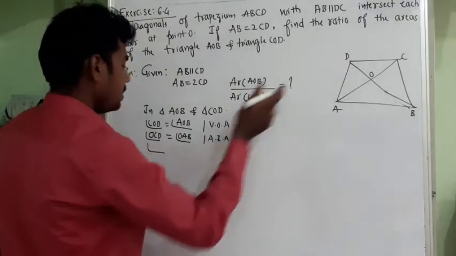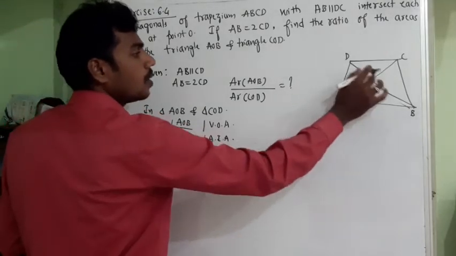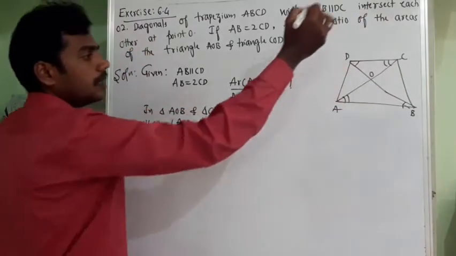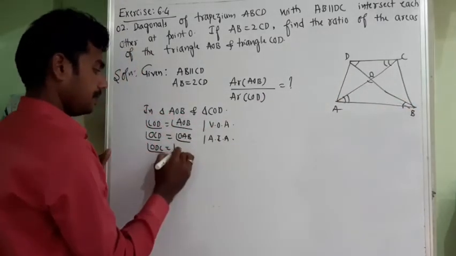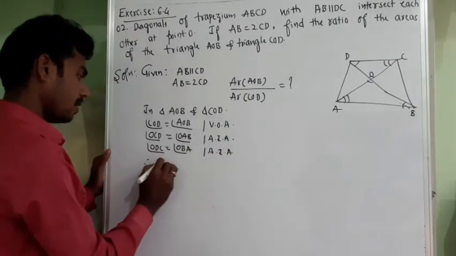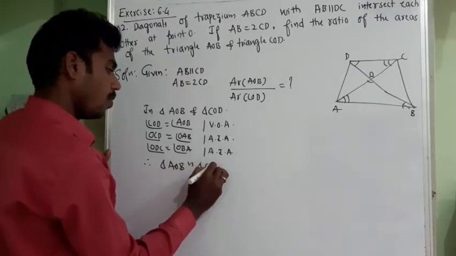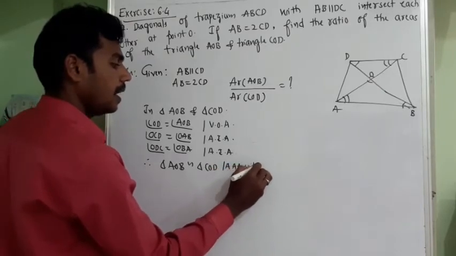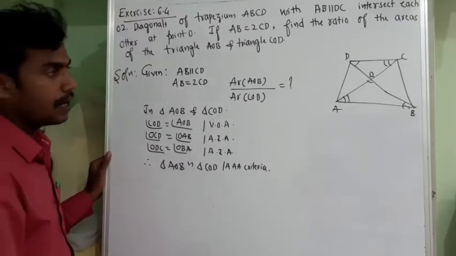Next, angle ODC is equal to angle OBA. This angle is equal to this angle. This is because of alternate interior angles. So therefore triangle AOB is similar to triangle COD. This is because of AAA criteria. Next, since these two triangles are similar, what can I write?